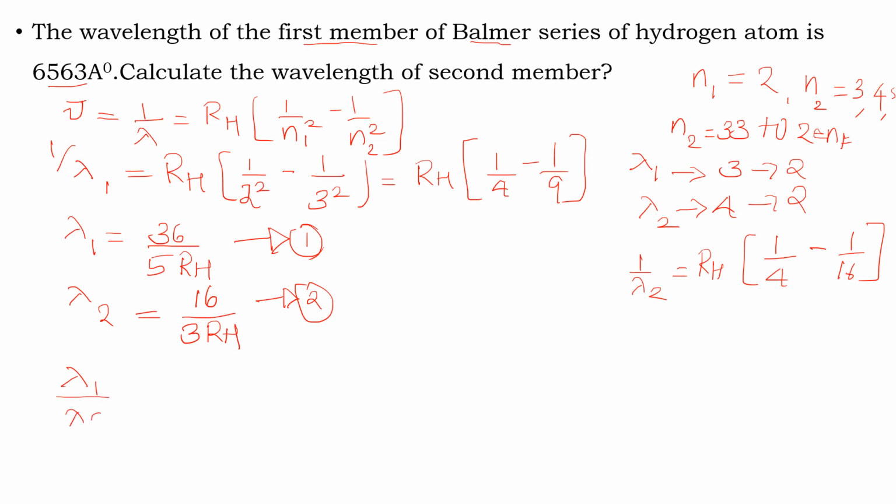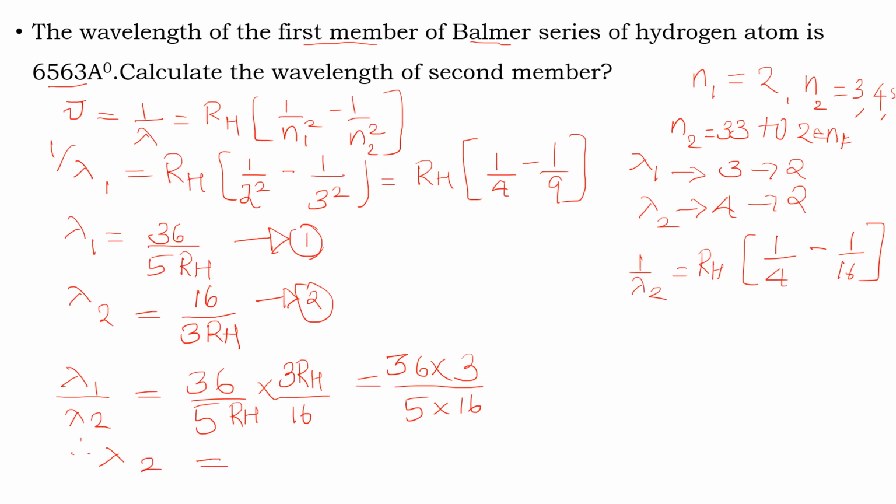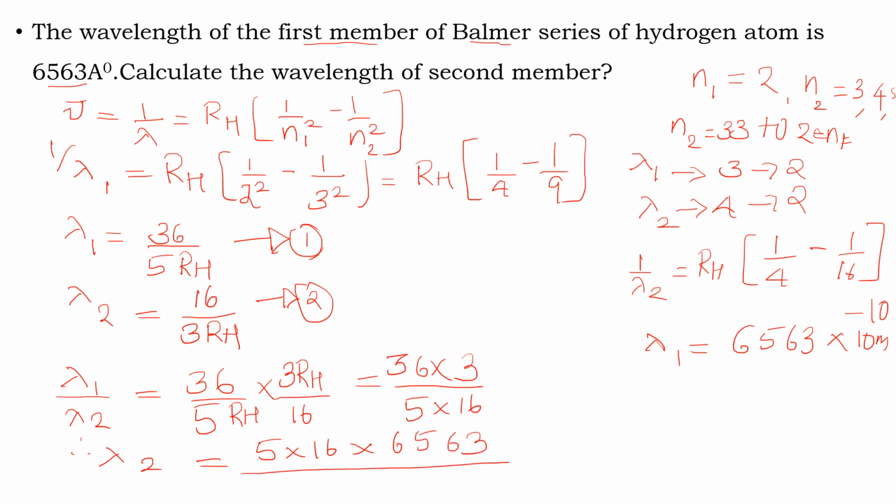Therefore, equation 1 divided by 2 gives 36 into 3 divided by 5 into 16. Therefore, the wavelength of the second member, lambda 2, can be written as 5 into 16 into lambda 1. Here, lambda 1 is given as 6563 angstrom, that is 6563 into 10 raised to minus 10 meter. That is, the value of lambda 2 is 4861 angstrom. That is, the wavelength of the second member of the Balmer series is 4861 into 10 raised to minus 10 meter.